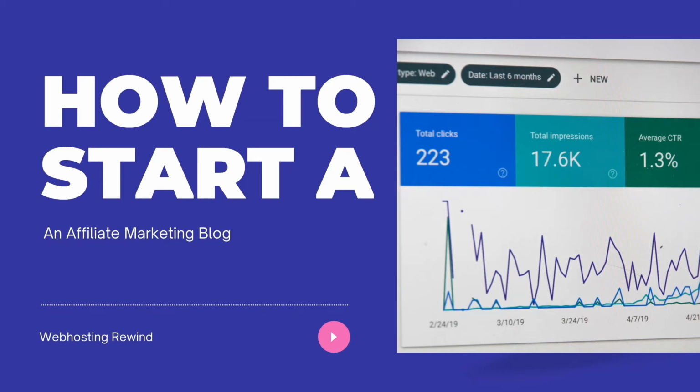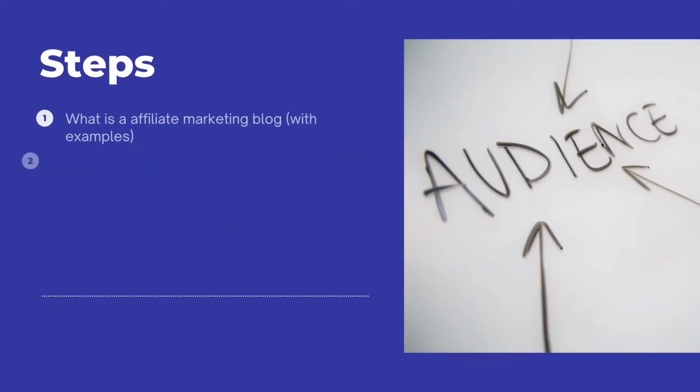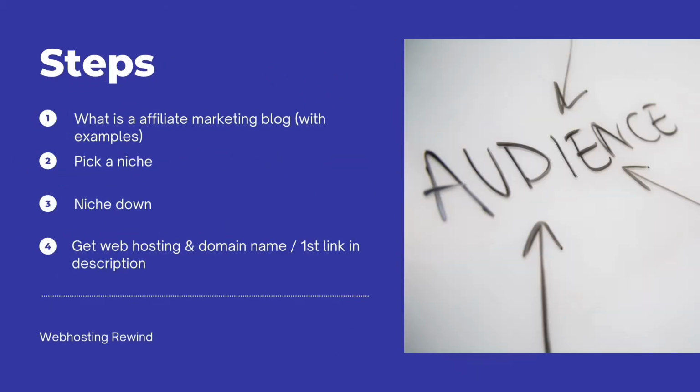Today I'm going to show you step by step how to start an affiliate marketing blog. So these are the things that we are going to cover and discuss today. I'm going to tell you exactly what an affiliate marketing blog is, why you need to pick a niche for your blog, how to niche down so that you can find success, and then how to get web hosting step by step. I'm going to explain a little bit about what web hosting is and why you absolutely need it.